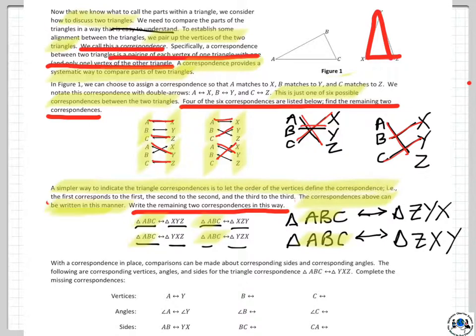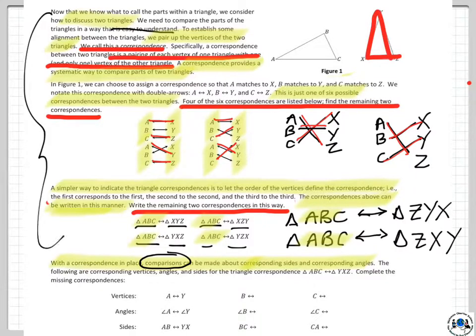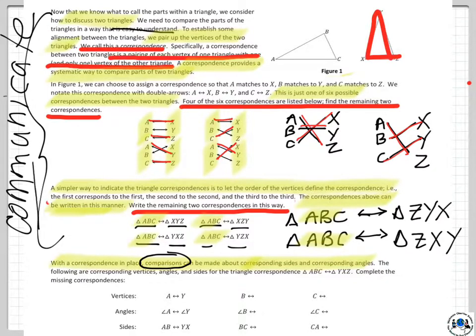Okay, so now with correspondence in place, comparisons can be made about corresponding sides and corresponding angles. And that's what we're trying to do here. We're trying to compare. And the reason we need all these correspondences is because we want to be able to communicate better. That is the most important thing. We want to communicate. You want to be clear. You want to say angle A is half of angle X, and you want to know where that is. You want to make sure.